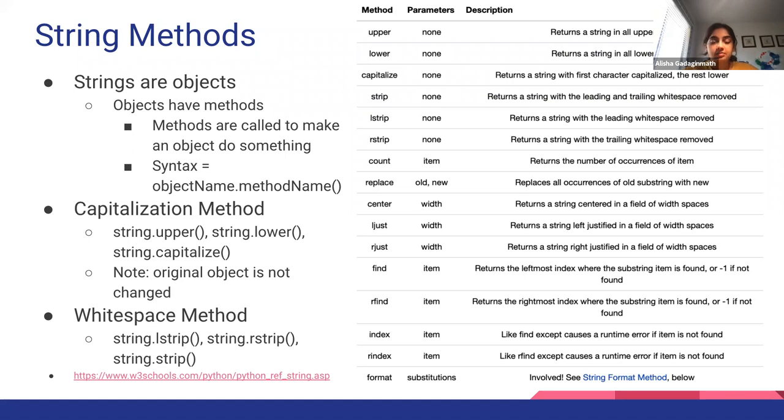And then the next type of method is whitespace method. It essentially removes the whitespace in a sentence or in a string at a specific place. For example, lstrip would remove the whitespace on the left side of the string, and then rstrip would remove the whitespace on the right side of the string. So whitespace is essentially anything like regular spaces, tabs, new lines, anything like that. And then strip would remove all the spaces in the string.